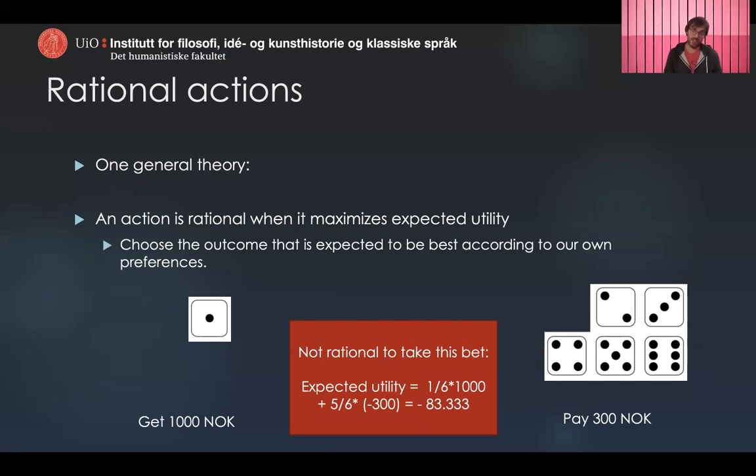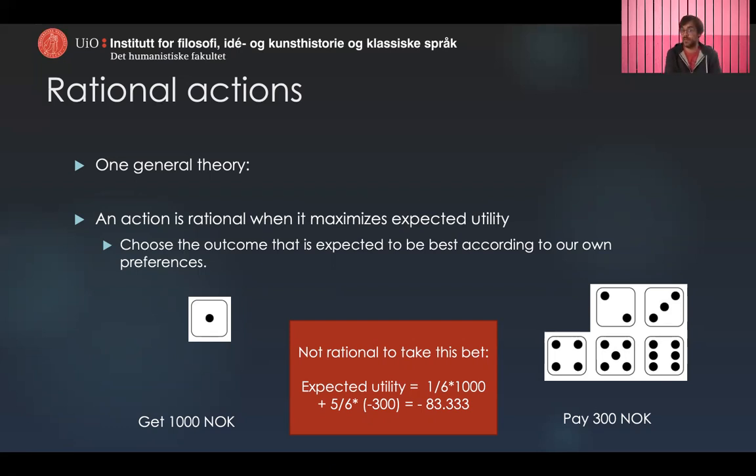So rationality is defined in terms of choosing an outcome that's expected to be the best outcome according to your own preferences. Okay. So we're not evaluating which preferences you have. We just have some preferences, some things you want, and we just say that what you should do is to take the means to get what you want, given the chances of actually getting that.